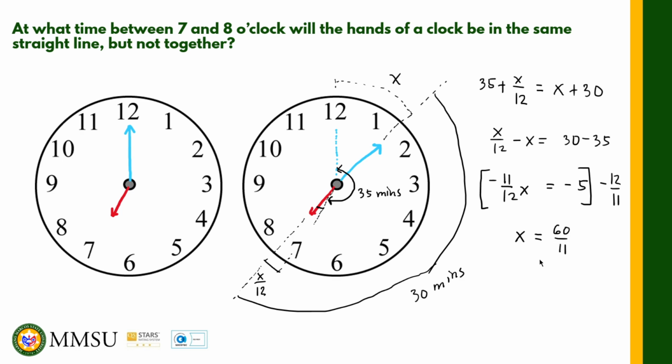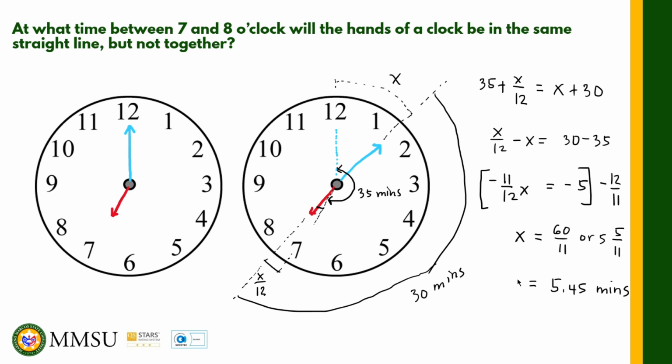Or in mixed form, this is 5 and 5 over 11. Or in decimal, this is 5.45. Ano ang units natin dito? Our unit is minutes. Okay? So, ang nakalipas na bago mag-form ng straight line yung hour hand and minute hand is 5.45 minutes. Okay? So, eto na yung sagot natin.